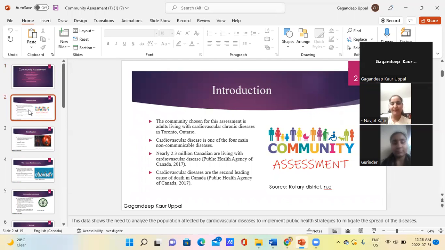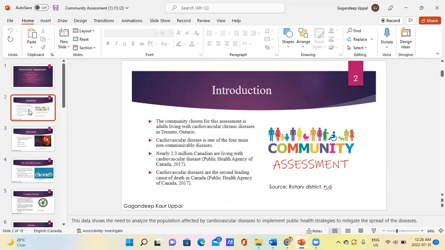Firstly, introduction. The community chosen for this assessment is adults living with cardiovascular chronic diseases in Toronto, Ontario. Cardiovascular disease is one of the four main non-communicable diseases. Nearly 2.3 million Canadians are living with cardiovascular disease. Cardiovascular disease is the second leading cause of death in Canada. And this data shows the need to analyze the population affected by cardiovascular diseases to implement public health strategies to mitigate the spread of the disease.